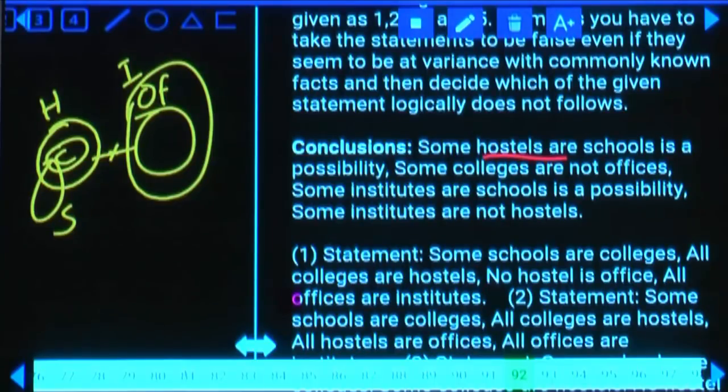Next one. What is the next one here? Some institutes are schools is possible. Is it possible or not? Some institutes are schools is also possible. Then what is your answer here? 1A is the answer. Done with this one?